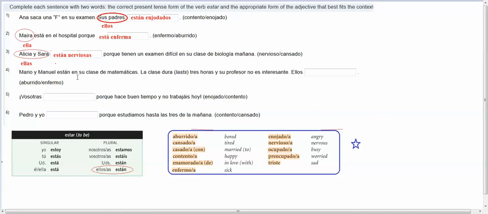Mario y Manuel están en su clase de matemáticas. La clase dura 3 horas y su profesor no es interesante. So the class is for 3 hours and the professor is not interesting. Ellos, are they aburrido, bored, or enfermo, sick? They're probably bored. Okay, so I'm going to put estar. What estar goes with ellos? If you look back at your chart, it should be están. So I'm going to go ahead and do it. Están, and they're aburrido. It's Mario y Manuel. Those are two boys. So I'm going to say masculine, but because it's two boys and not one, I'm going to add an S. Aburridos.